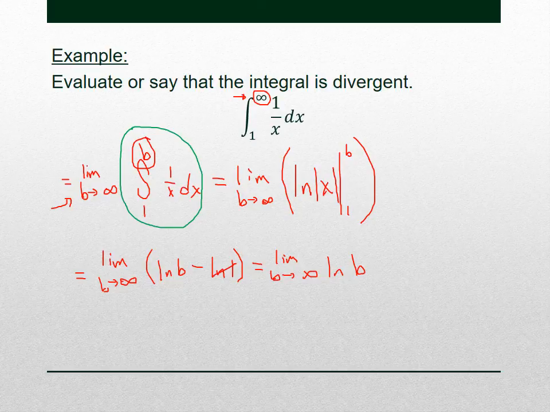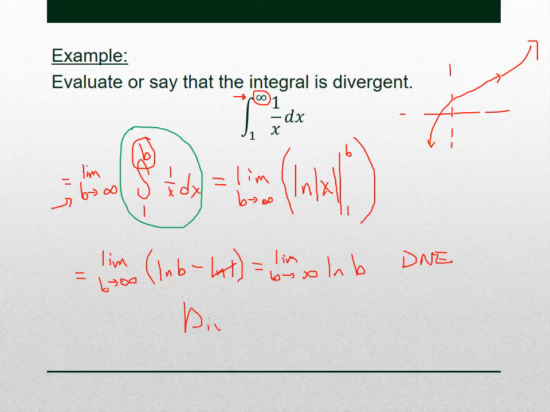So whatever that is, that's going to be our answer. So what is it? Well, let's take out your calculator and graph the natural log. What happens as you go off to the right? Well, the natural log function looks something like this when you graph it. And as you go off to the right, this thing blows up to infinity. Right? So that means that this limit does not exist. And since that limit does not exist, this integral diverges.